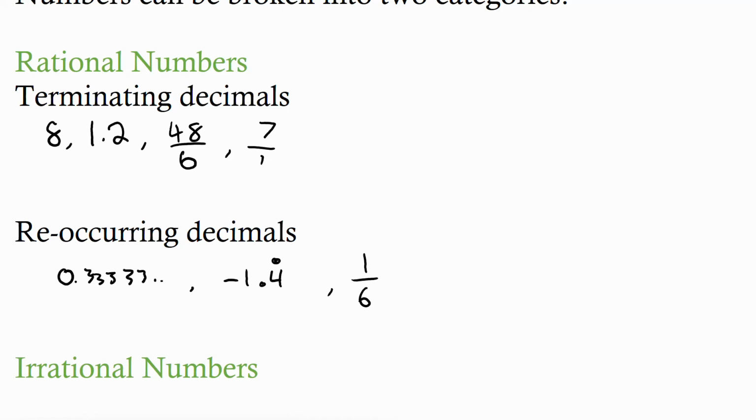So those are the two different types. Terminating decimals, which have an endpoint. Reoccurring decimals, which have some sort of a pattern going on.